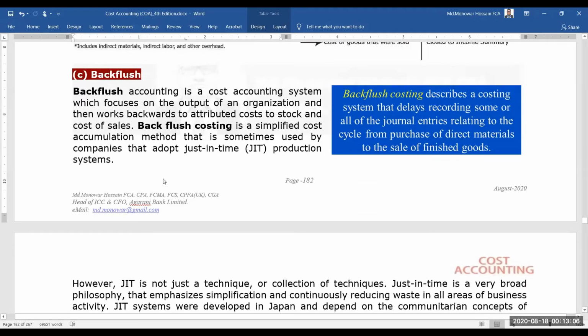Now, backflush accounting is a cost accounting system which focuses on the output of an organization and then works backward to attribute cost to stock and cost of sales. So backflush costing describes a costing system that delays the recording of some or all of the journal entries relating to the cycle from purchase of direct materials to the sale of finished goods.